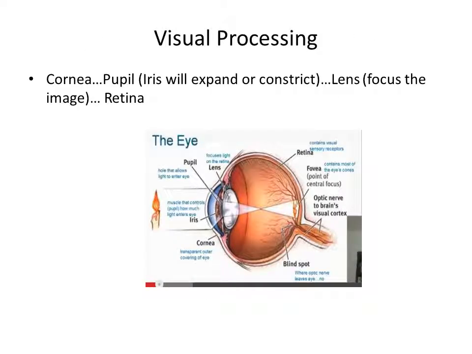Okay, so the last presentation talked about the different structures of the eye. This is just a little recap. When light enters the eye, light is the stimulus. It's going to go through the cornea into the pupil. The iris will expand or constrict, letting light in. The lens then will focus the image onto the retina.